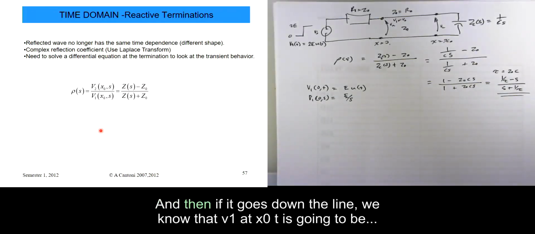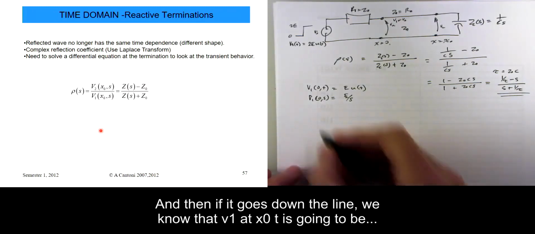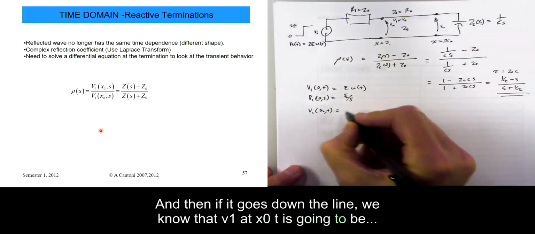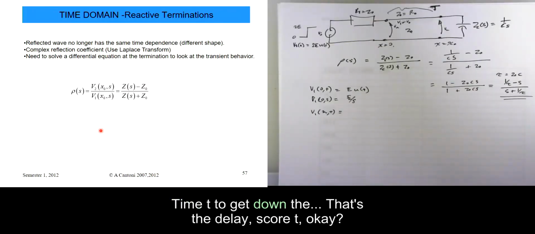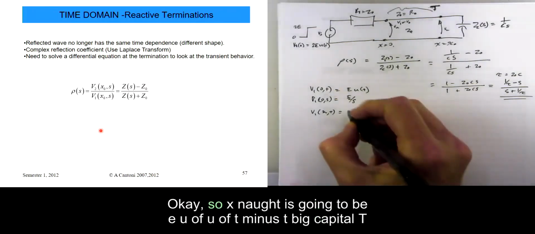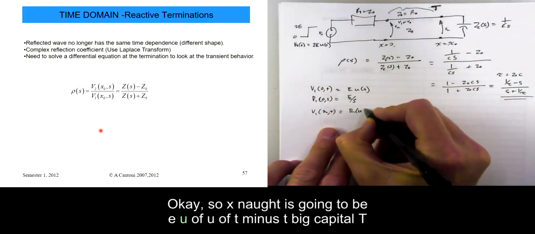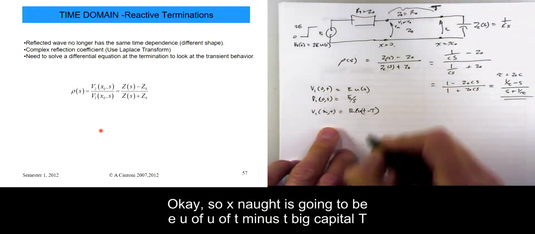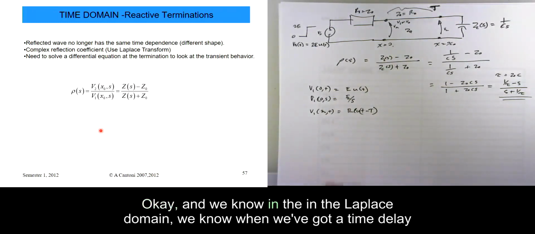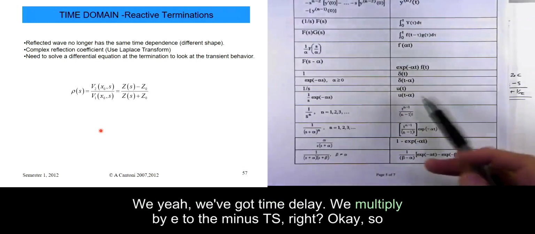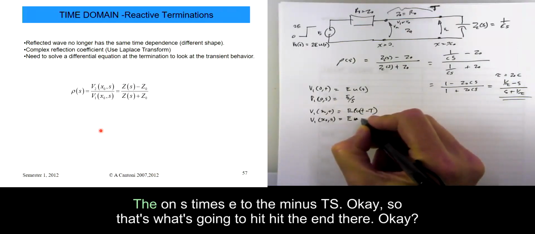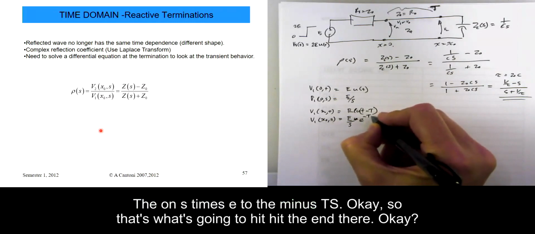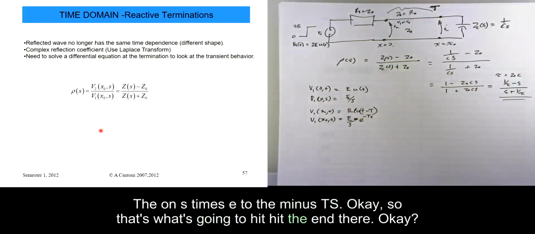If it goes down the line, V1 at x naught, T is going to be, say this takes a time capital T to get down, that's the delay, so E u of t minus T. And we know in the Laplace domain, when we've got a time delay, we multiply by e to the minus Ts. So E on S times e to the minus Ts. That's what's going to hit the end there.